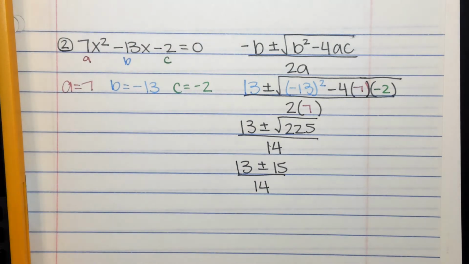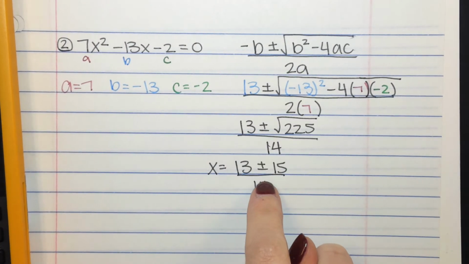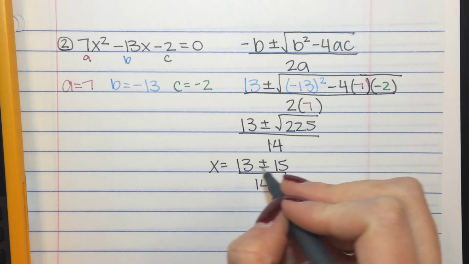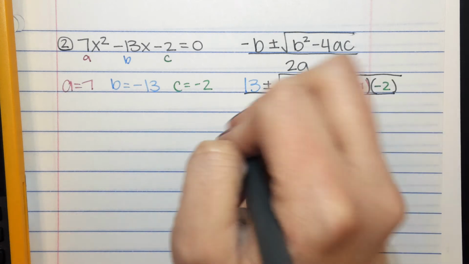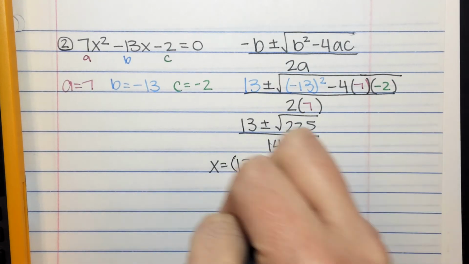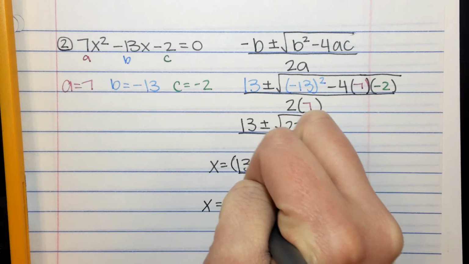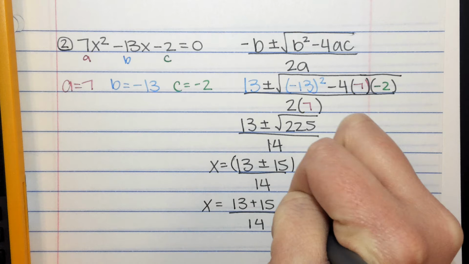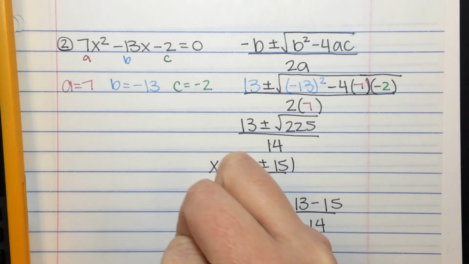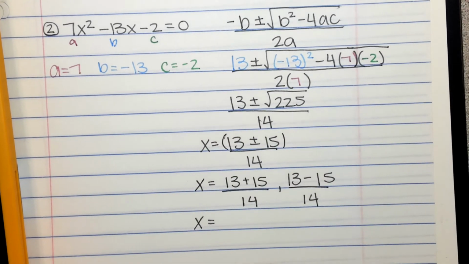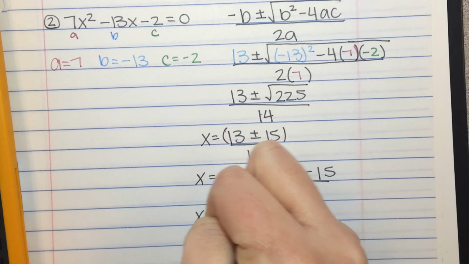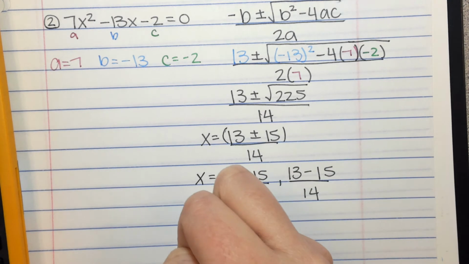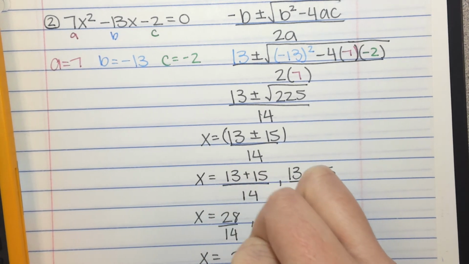Now, Math Excel is not going to want you to put that in as your answer. So you're going to have to do these separately. You're going to treat it like the top has parentheses around it. So you're going to do 13 plus 15 all over 14 and 13 minus 15 all over 14, and then simplify that down. So 13 plus 15 is 28 over 14, and then 13 minus 15, that's negative 2 over 14, and those simplify to 2 and negative 1/7.